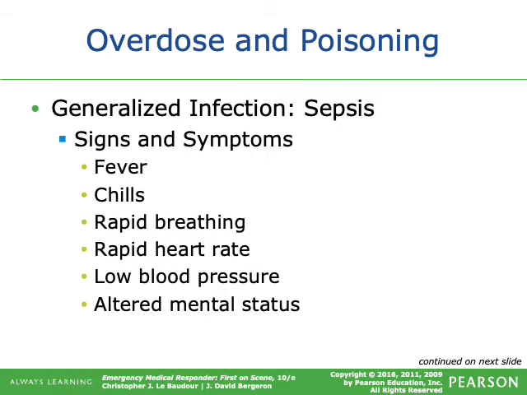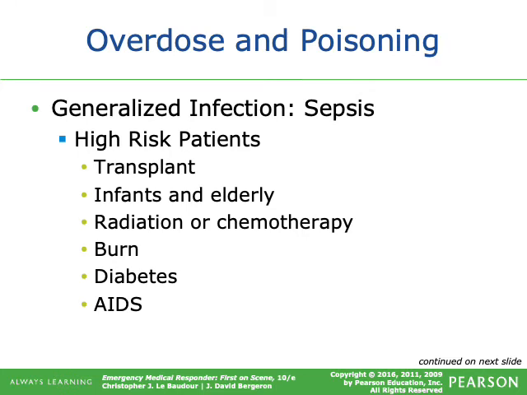Some signs and symptoms again of a generalized infection, sepsis, are going to include fever, chills, rapid breathing, rapid heart rate, low blood pressure, altered mental status. High risk patients for sepsis include transplant patients, infants and the elderly, radiation or chemotherapy, burn victims, individuals with diabetes, individuals with AIDS.